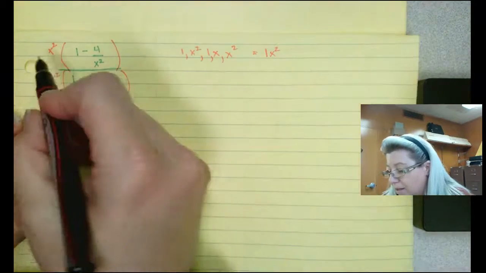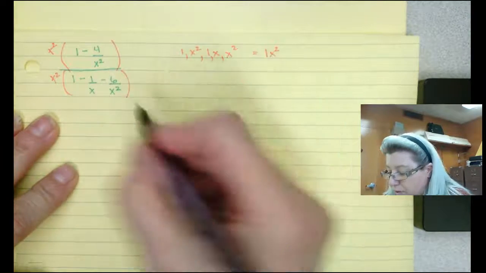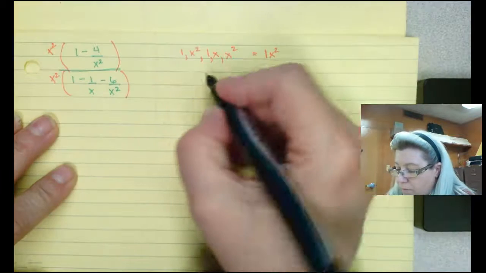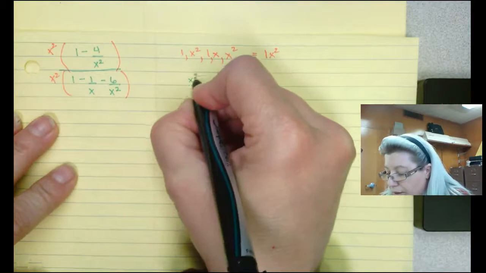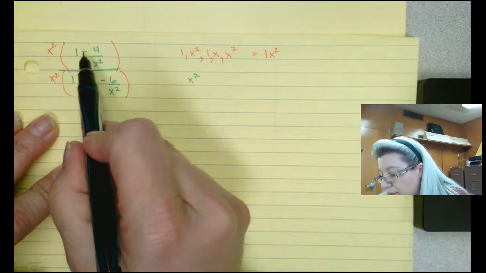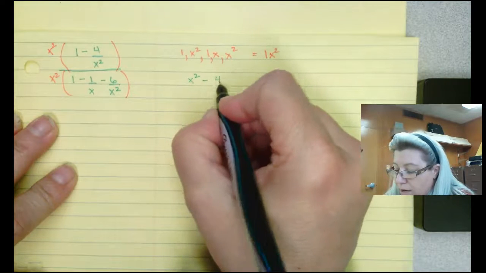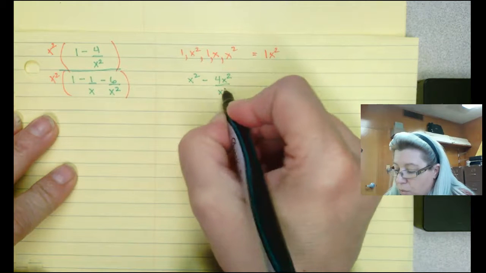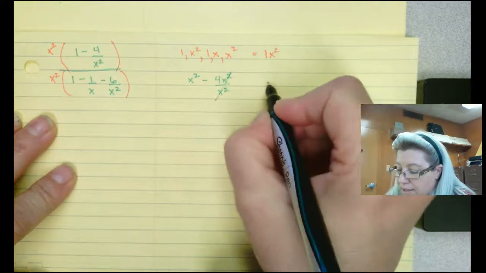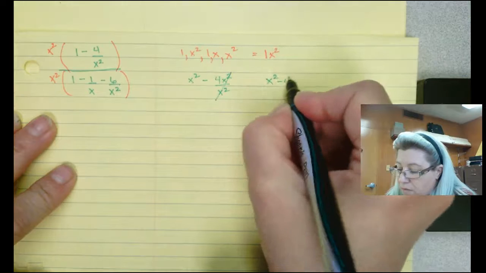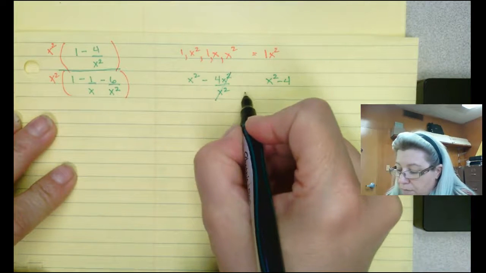When that happens, I have x squared times 1, just do it right here, x squared, times negative 4 over x squared is negative 4x squared over x squared. The x squareds cancel out, giving me x squared minus 4 on the top.